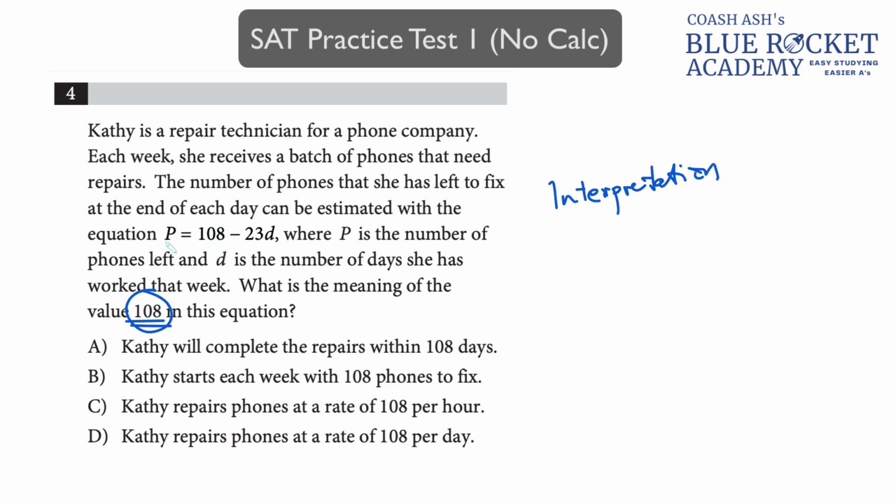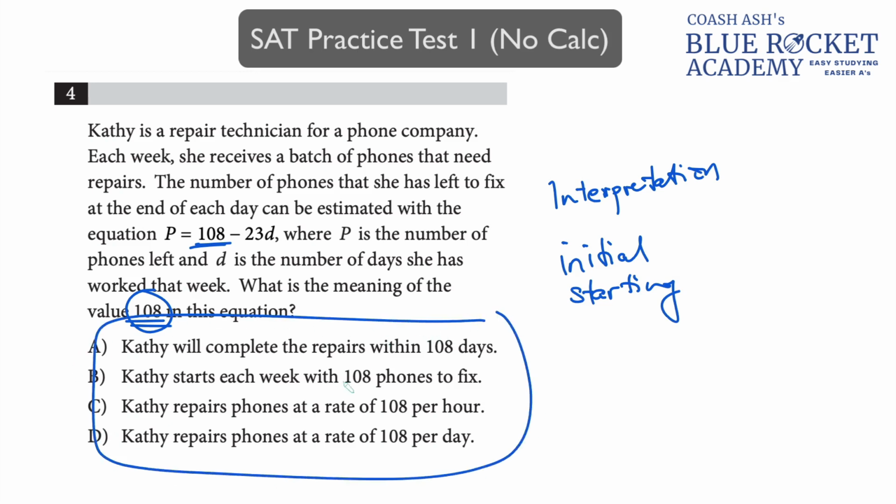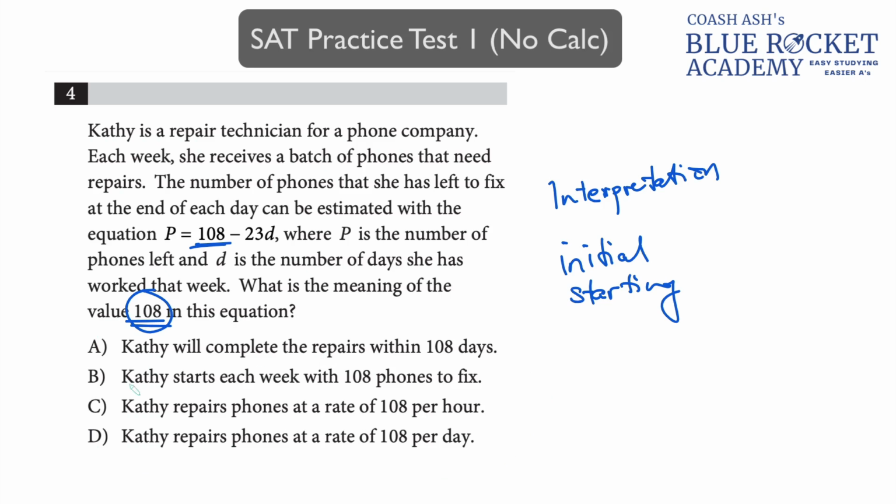Now note that in this equation, this is a linear equation. You've got one number here and then another number in front of the letter over here, right? This number is usually going to be your initial or your starting value. It's just going to be your starting value. So just look at the option choices, and where does it say starting or initial? This is the only place it says starting, and so therefore B is your answer.